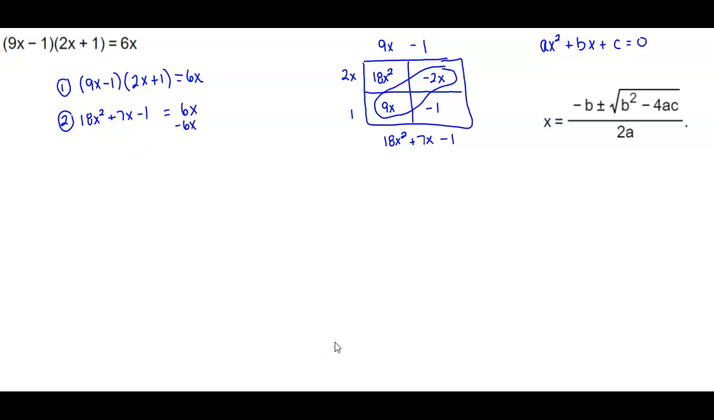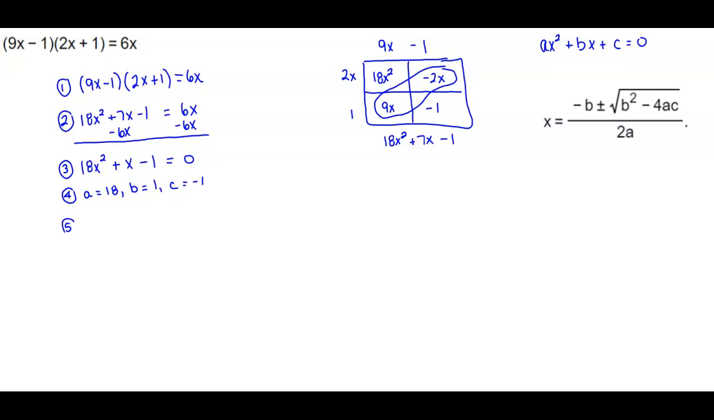So we're going to subtract 6x from the 7x. And so what do we end up with? We end up with 18x squared, 7x minus 6x is just 1x, minus 1, and that's equal to 0. Now that we set everything equal to 0, we can determine what is a, which is 18, what is b, which is 1, and c, which is negative 1.